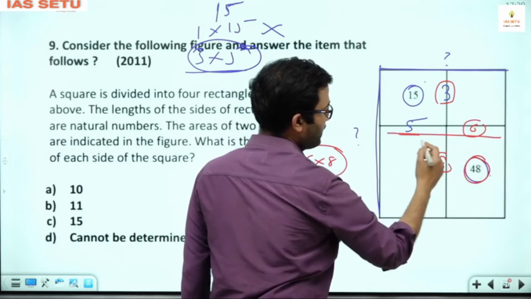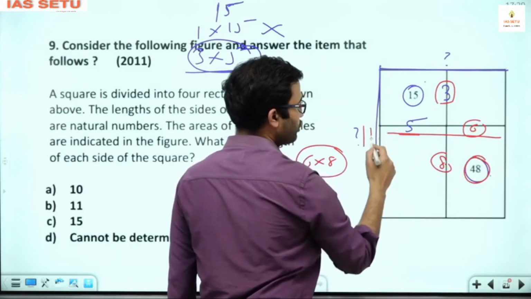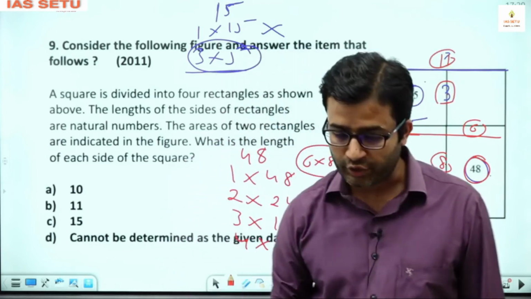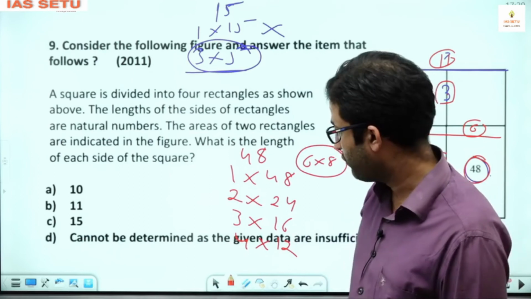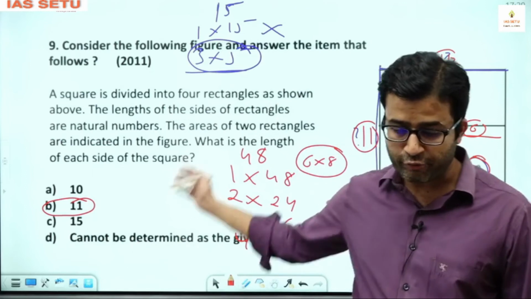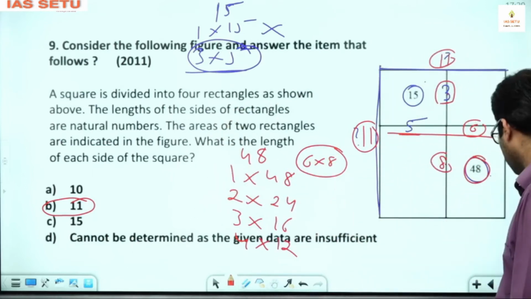So 5 plus 6, 11. 3 plus 8, 11. So this side is 11. This side is 11. Now it becomes a square. So the side of the square is 11. Very good, Bhaskar. So here the answer is B, 11. So we have to make a factor and we have to use that.